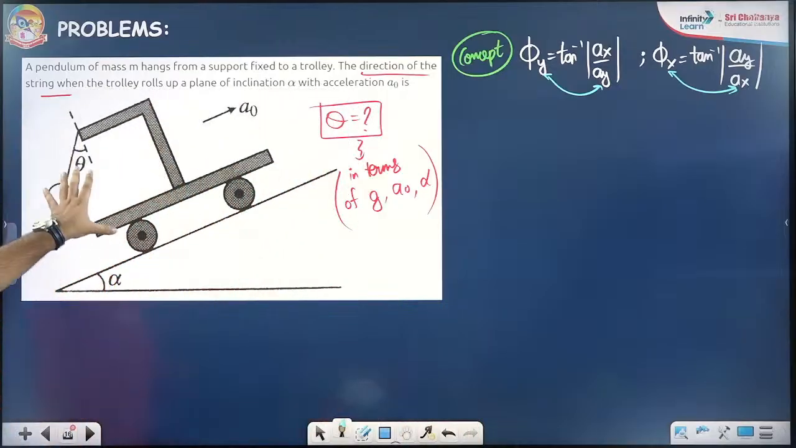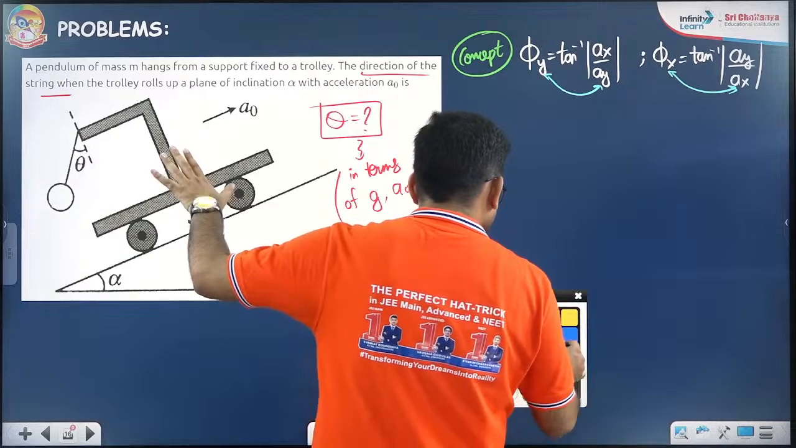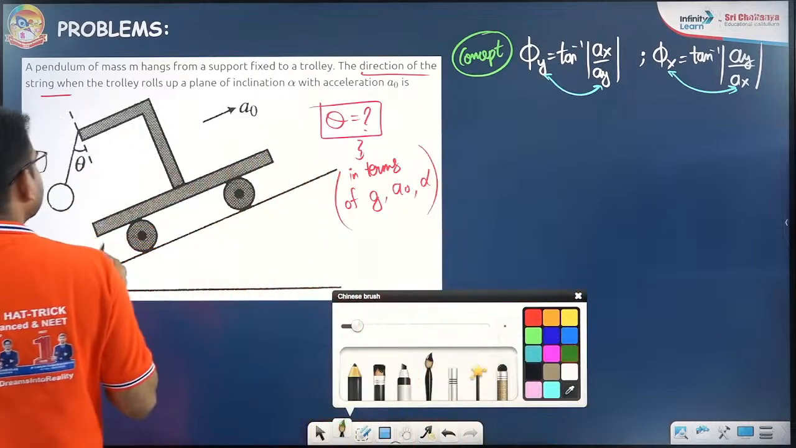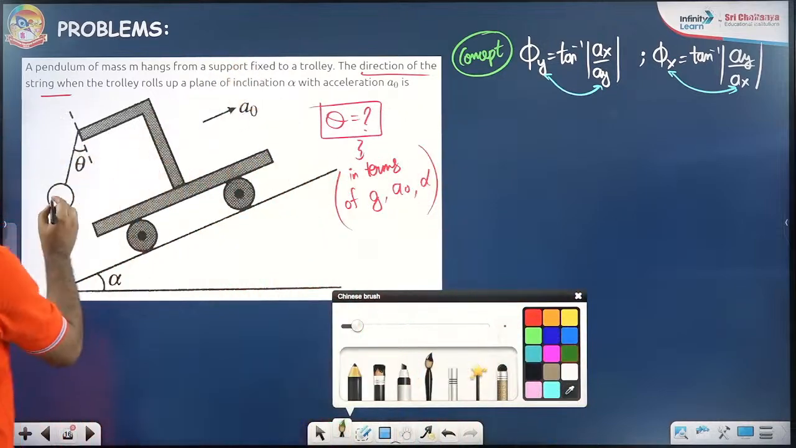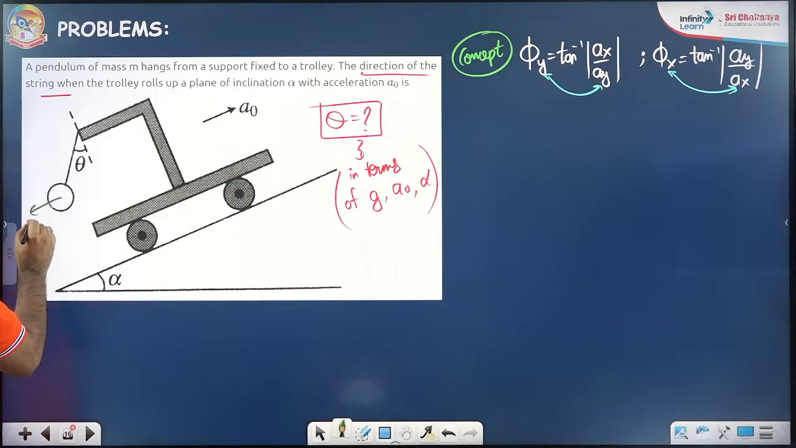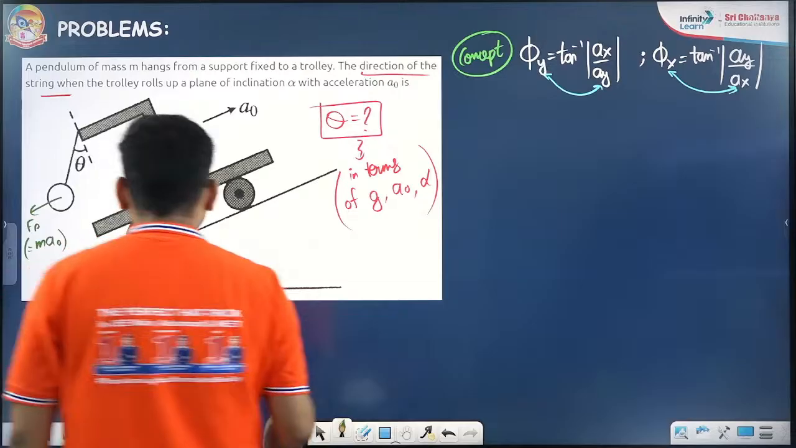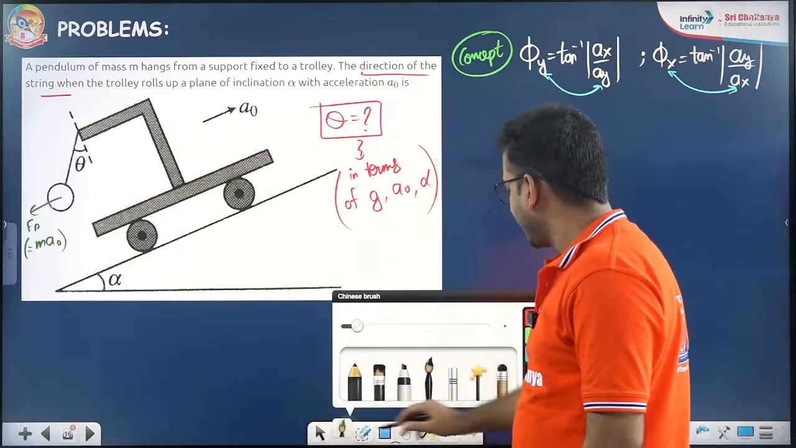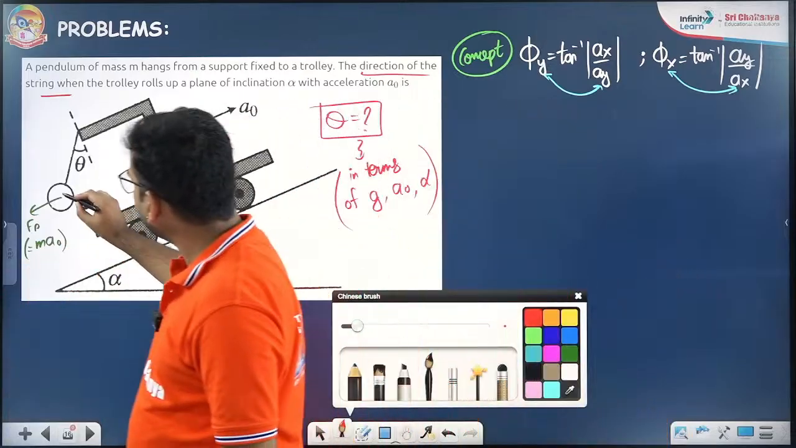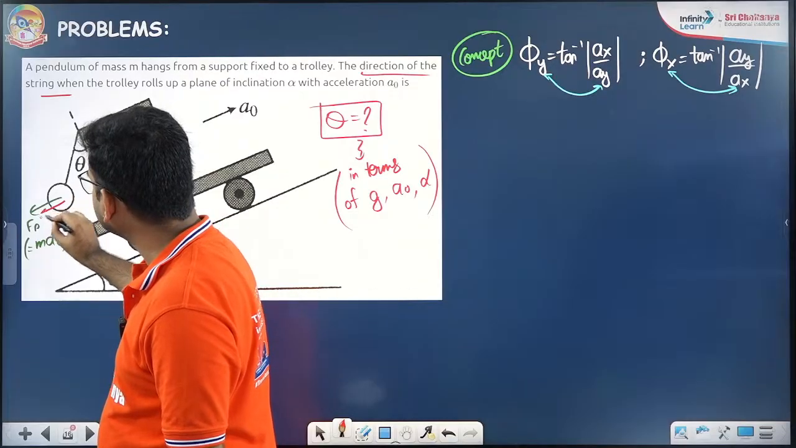Okay. So here, let's talk about it. So now what will be happening? You will say that A naught is there. So definitely the pseudo force will be acting like this, and that will be equal to m A naught. The pseudo force will be acting opposite to the acceleration of the cart. So m A naught here. And mg will have two components. One will be like this, one will be like this.